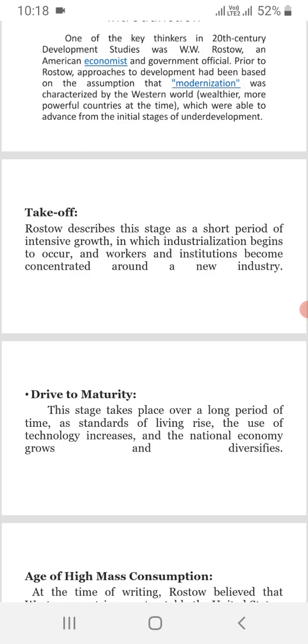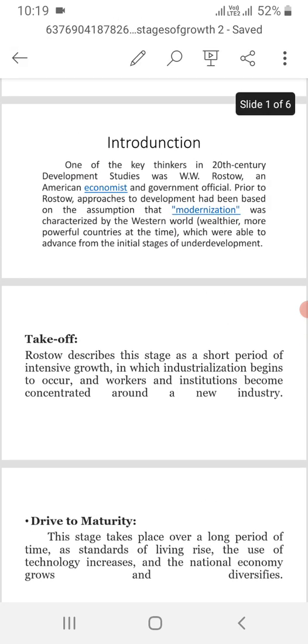And as we know, as this takeoff takes place, industrialization begins to occur. Workers, institutions become concentrated around a new industrialist society. There are some requirements. Let us have a look. Requirements means 3 requirements that we can have. First one, a rise in the rate of productive investment from say about 5% to over 10% of national income.